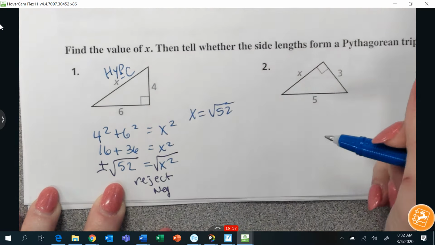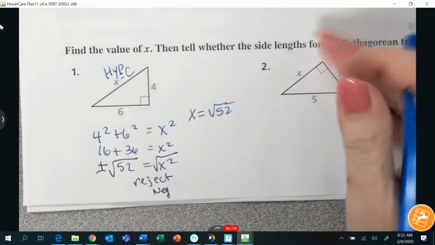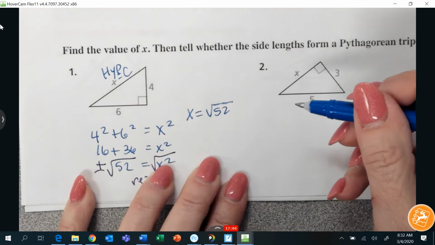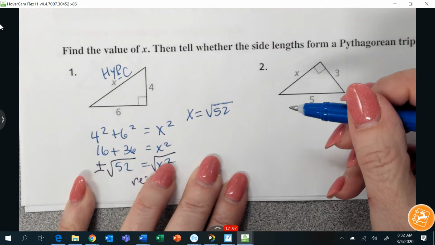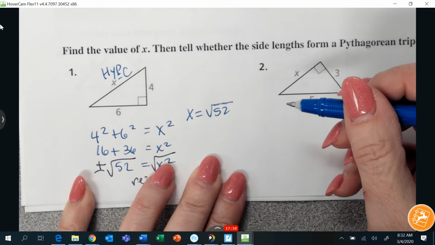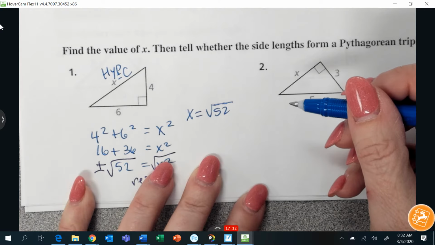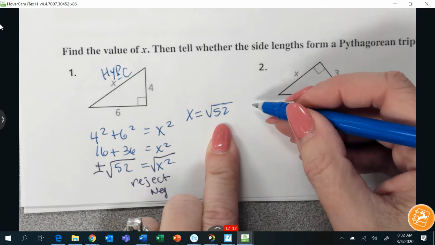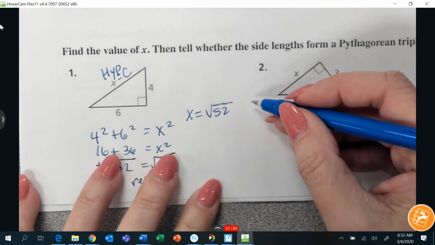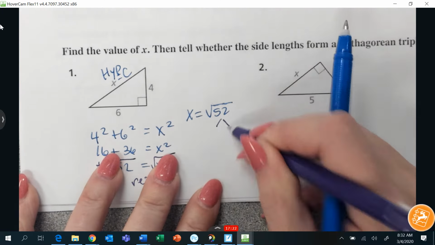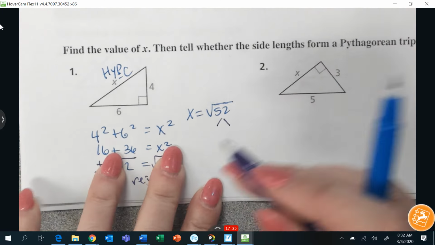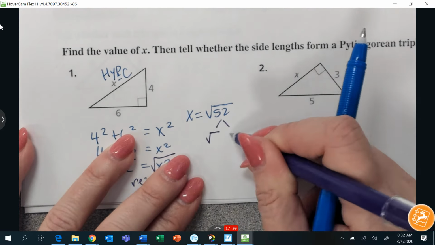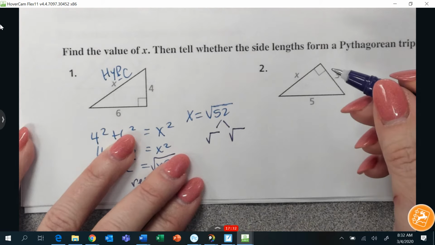Am I done? Oh, Alex says no. Does anybody else have an opinion? You don't have an opinion, or you're saying no also? Why did you say no, Alex? Oh, because you have to simplify. Does this one simplify? Oh, okay. So you're just guessing that I might. So yeah, we need to check to see if it can simplify. We need to see if there is a perfect square that divides evenly into 52.